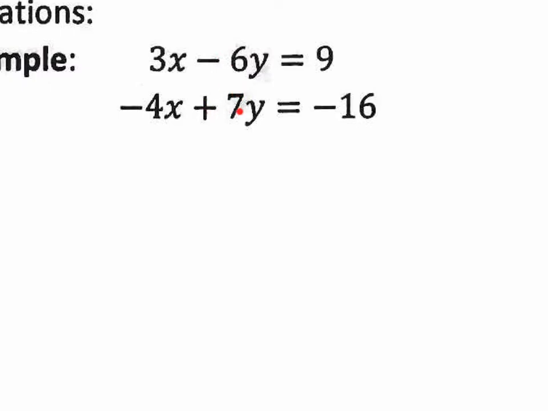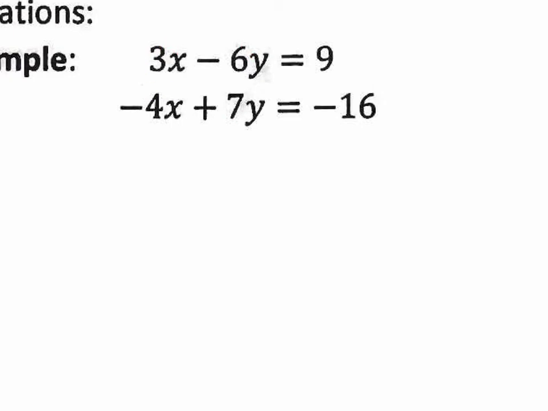This would have to become a positive 42. So you're talking about bigger numbers. You could multiply the whole top equation by 7 to make it a negative 42. You could multiply the whole bottom equation by positive 6 to make it a positive 42. Then they would cancel. So we could clearly see that canceling out the x's is better.